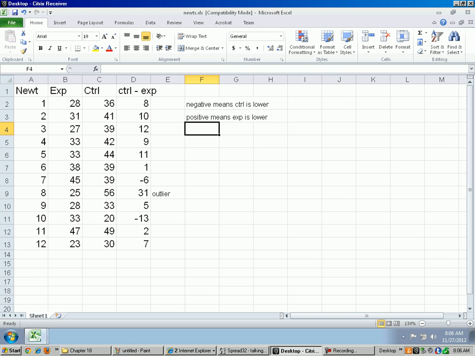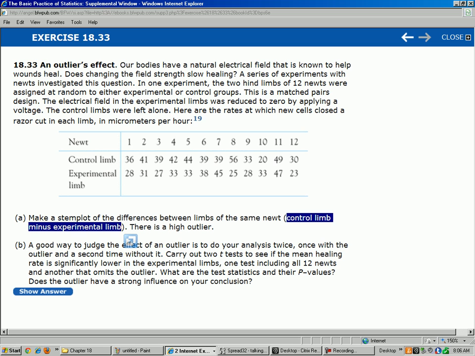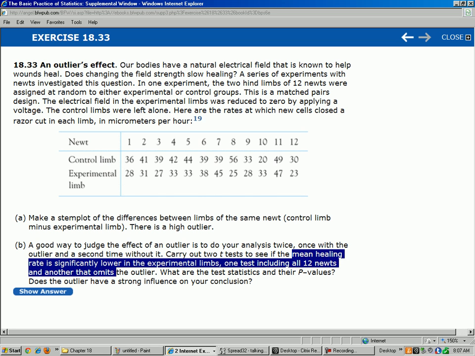All right, so let's go back to answer the question now. Part B says a good way to judge the effect of an outlier is to do the analysis twice, once with the outlier, once without. Carry out two t-tests, in other words, two hypothesis tests using the t-distribution, to see if the mean healing rate is significantly lower in the experimental limbs, one with all 12 newts and one that omits the outlier.